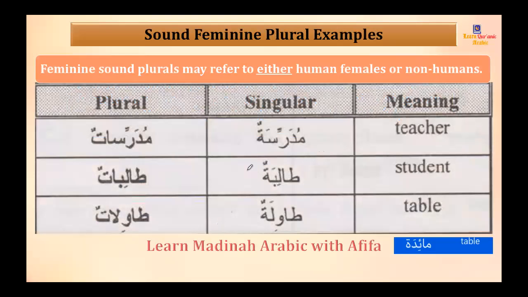More examples. So mudarrisatun, female teachers. Talibatun, single student, female student. Talibatun are female students, right? Tawilatun is table. This is plural tawilatun. Okay, plural. It's a female object, but it takes a similar sound feminine plural. Okay, another word for the table as used in the Quran is ma'idatun.